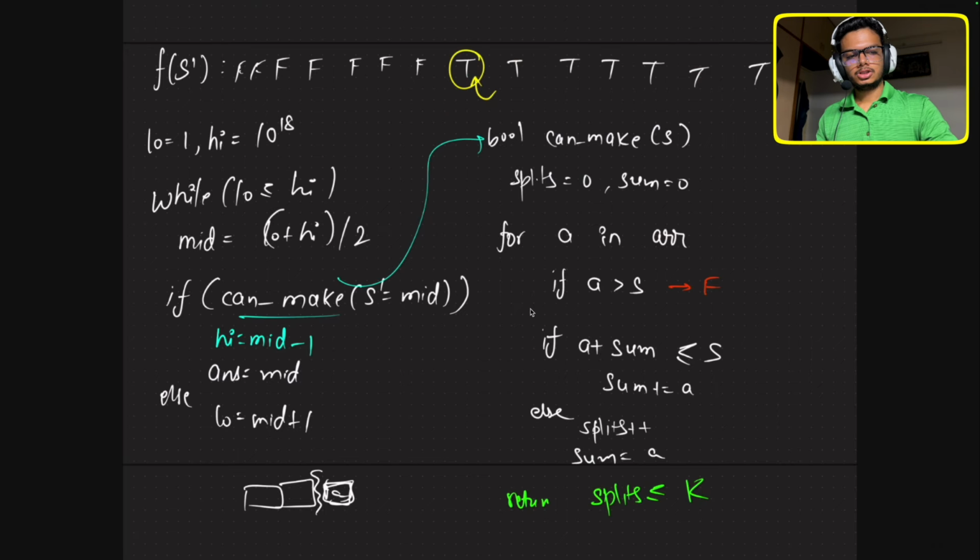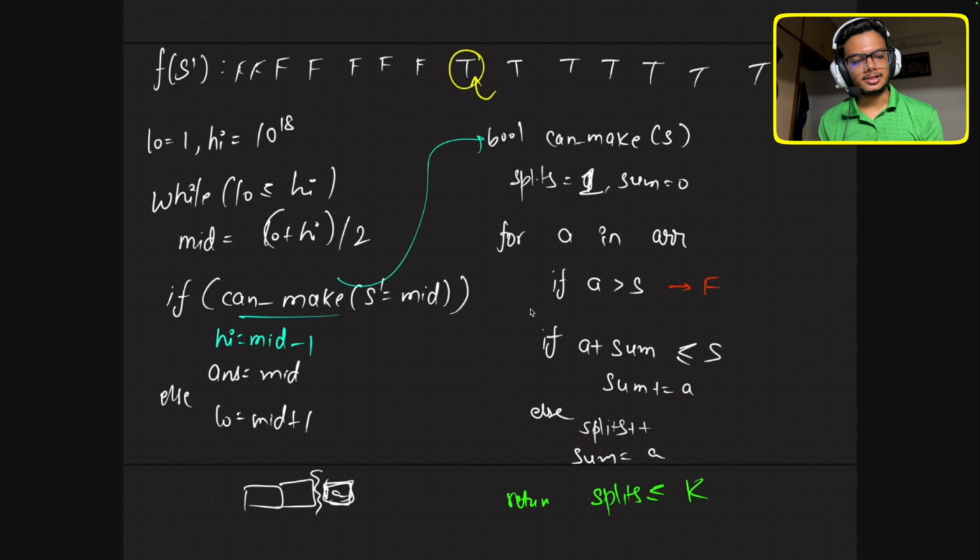Before we move ahead, I noticed one little thing which is wrong, which is that the number of splits in this can-make function should start from 1, right? So you will initially start adding elements in the first part. Initially the number of splits will start from 1, and if you can include the current guy in the sum, you are going to add it. Otherwise, you create a new split.